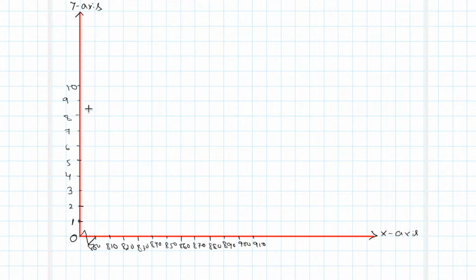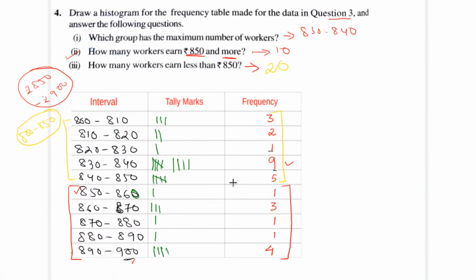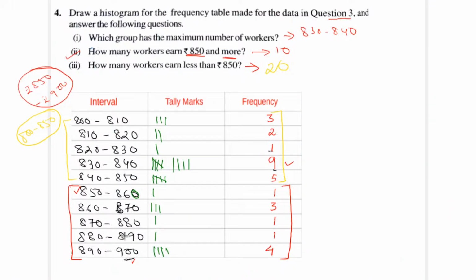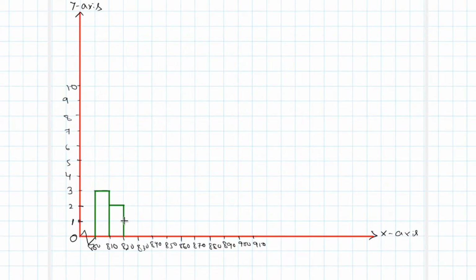Now we will start drawing our bars. What is the frequency for 800 to 810? 3. So at 3 we will mark here. Then we will just join them. If we get any extra, you will erase it. Next is 2. So we will do it like this. The next one is 1.